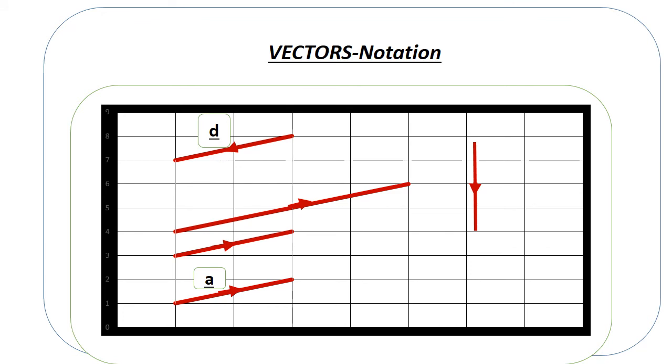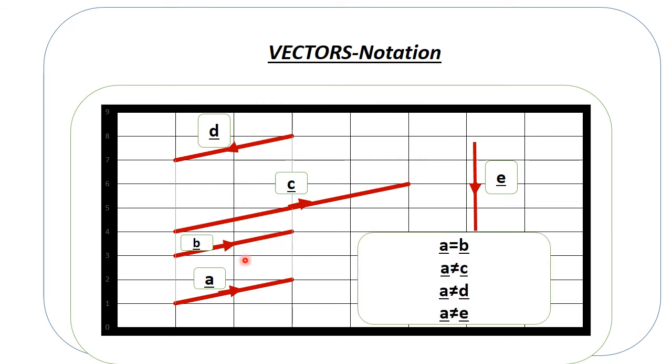Then we are going to look at equality of vectors. How are two vectors equal? Let's say we have these vectors: A, B, C, D, and E. Which vectors are equal? The principle is that two vectors are equal if they have the same magnitude and same direction. That's the only way two vectors can be equal.